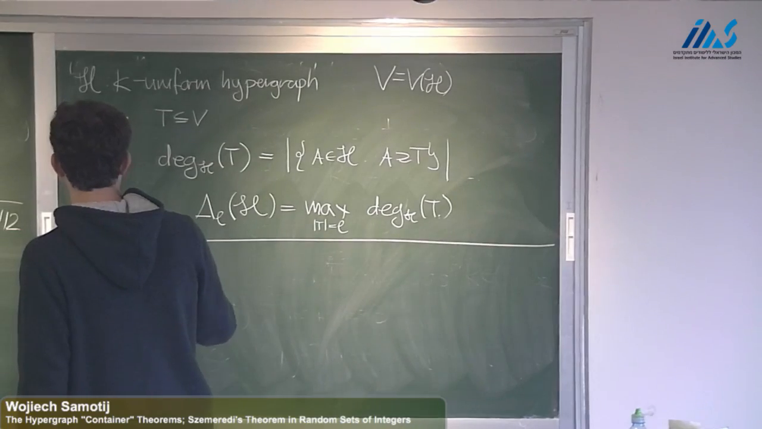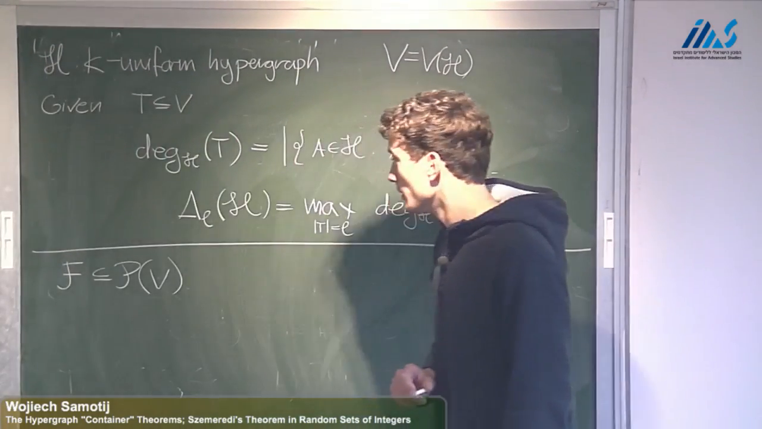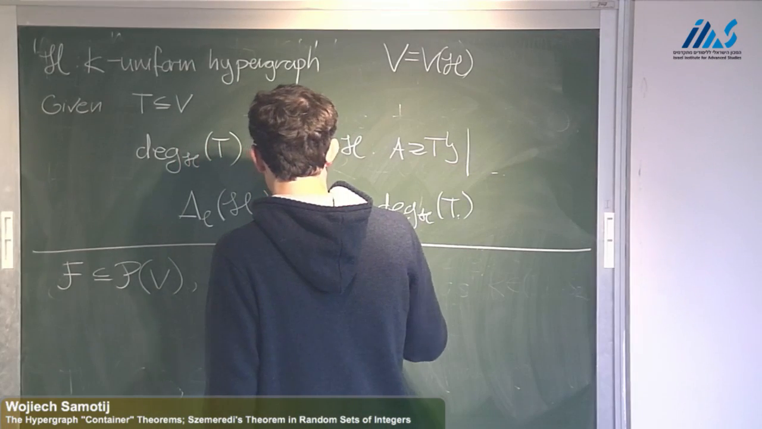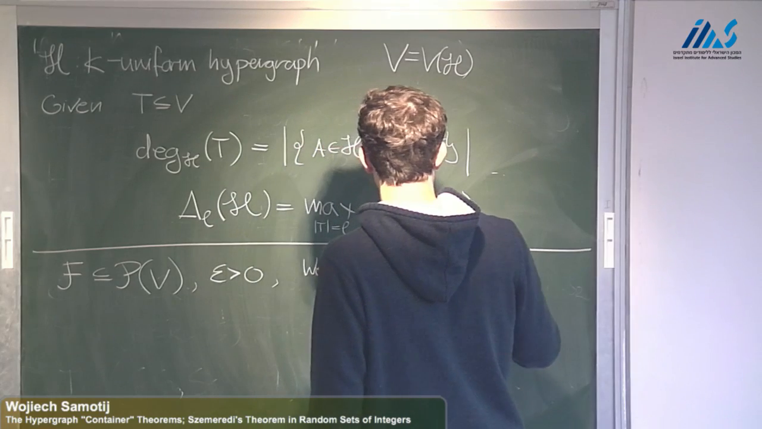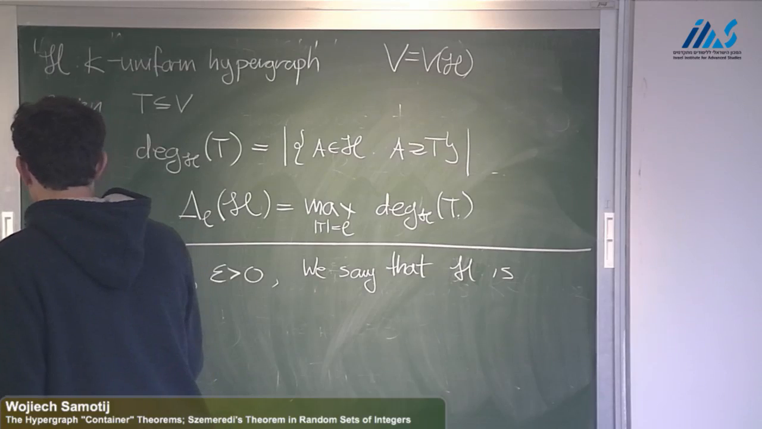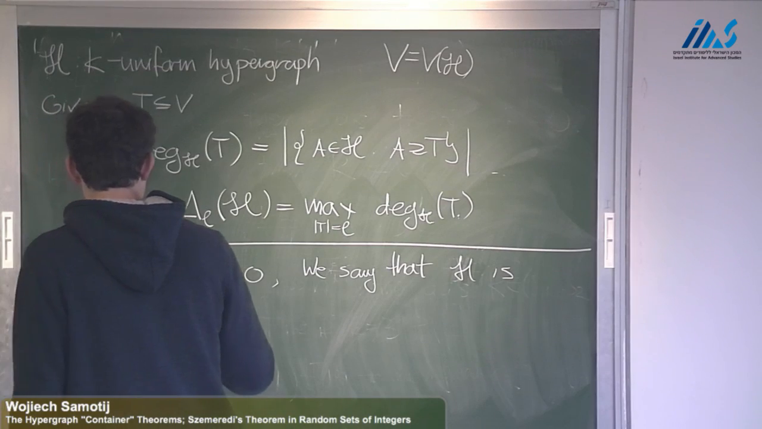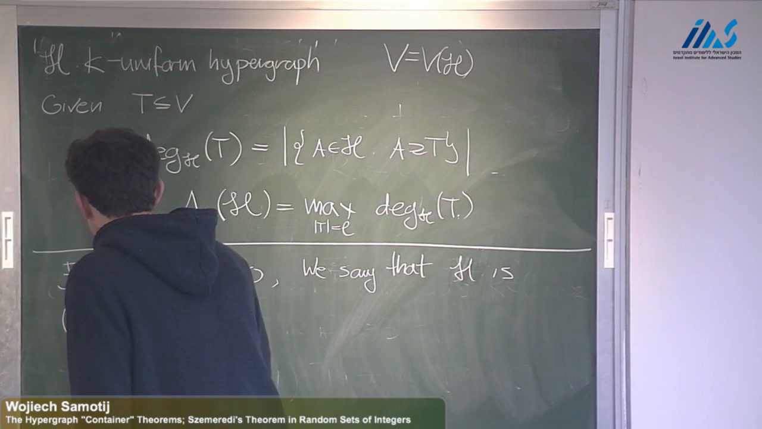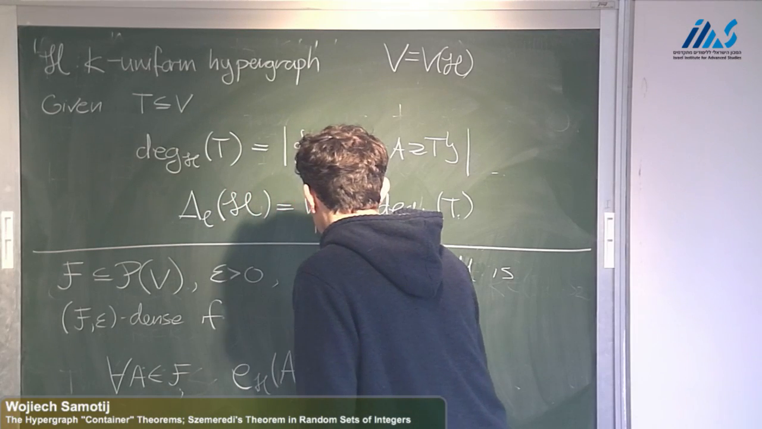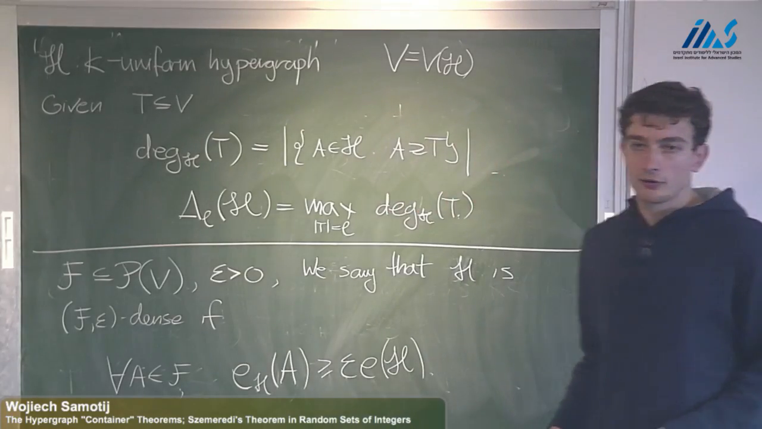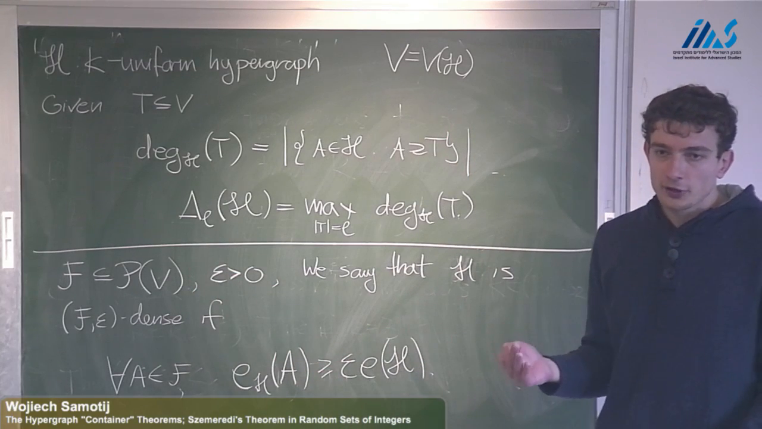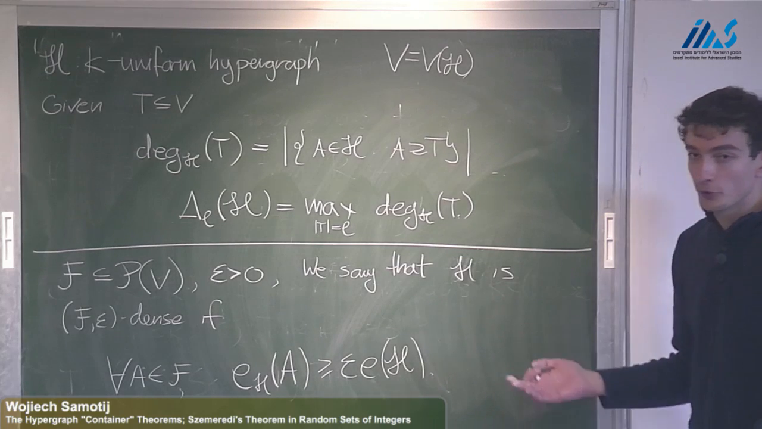We have some family F of subsets of the vertex set V. And now we also fix some positive number epsilon, and we will say that H is F-epsilon dense if every subset in F induces a non-negligible, an epsilon proportion, of all the edges of H. So think of F as sets which are large in H. In our example, these are the subsets of integers which contain at least a quadratic number of k-term arithmetic progressions.